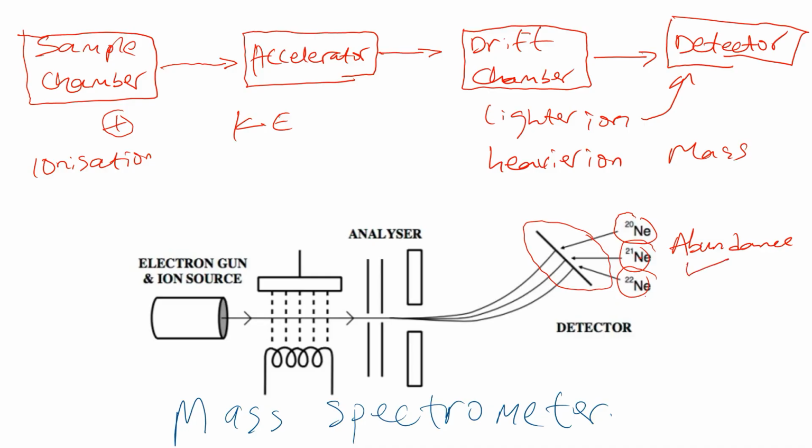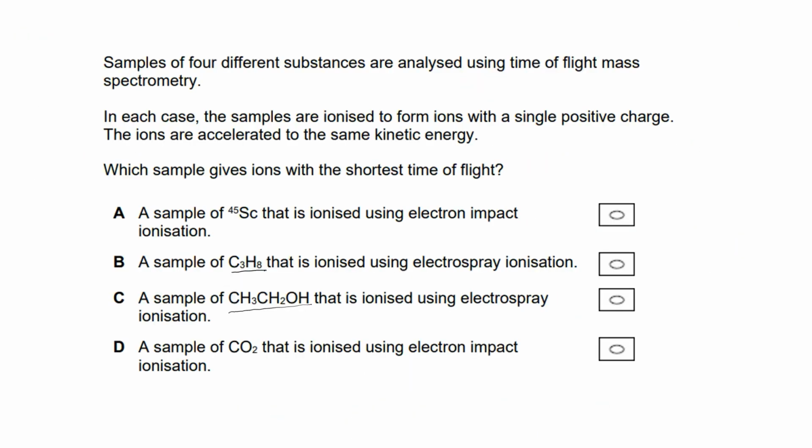And now let's get back to our question. Which sample gives ion with the shortest time of flight? Remember we said that the time of flight is used to determine the mass of the sample. So the shorter the time of flight, the lighter the mass of the sample. So let's see which of the samples here has the lowest mass.